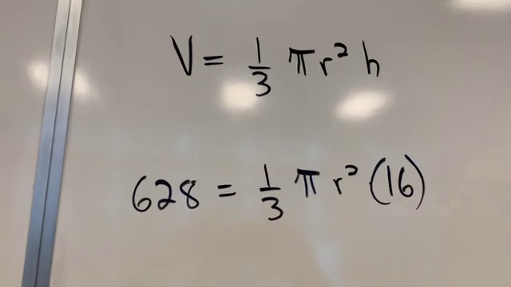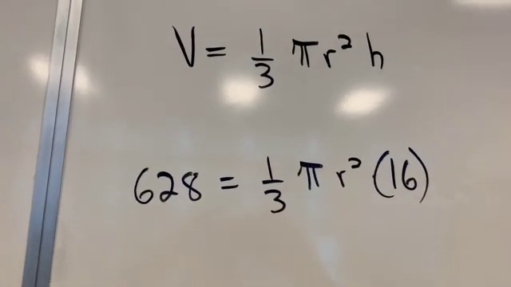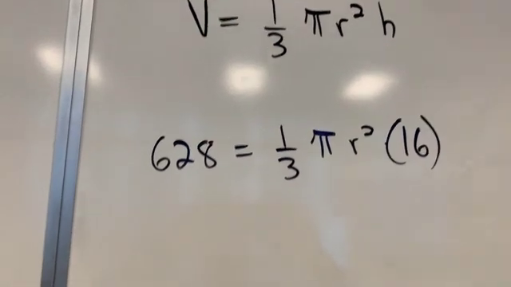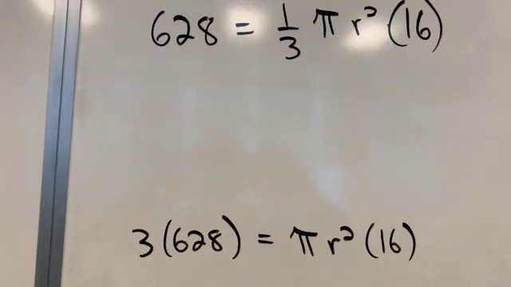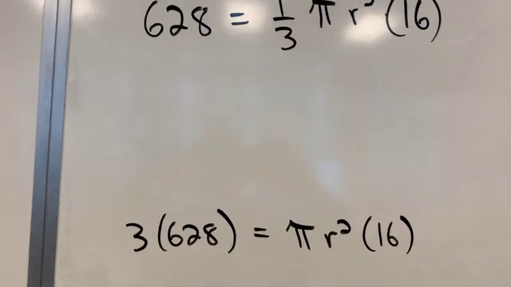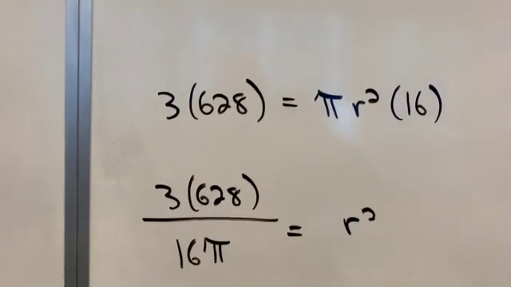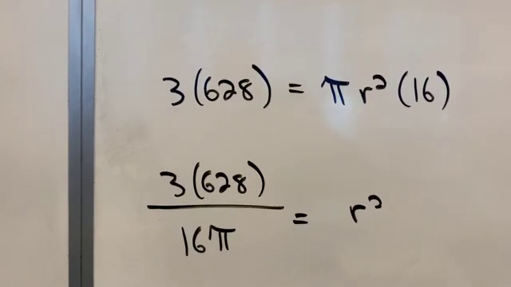So I need to undo everything that's being done to r. For example, the opposite of dividing by 3 would be to multiply by 3. So I might do this in steps, one piece at a time. Multiplying by 16, multiplying by pi, I could divide by 16 pi. You do that all at once. We have r squared now all by itself.